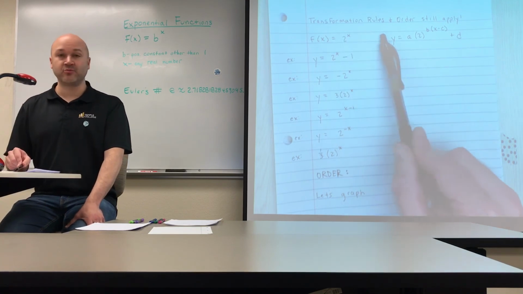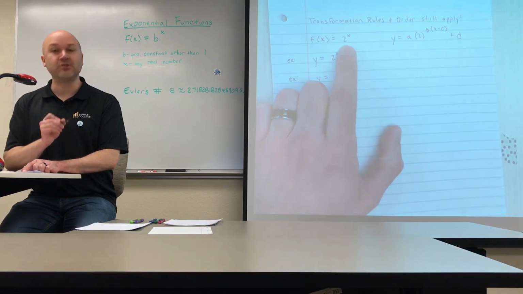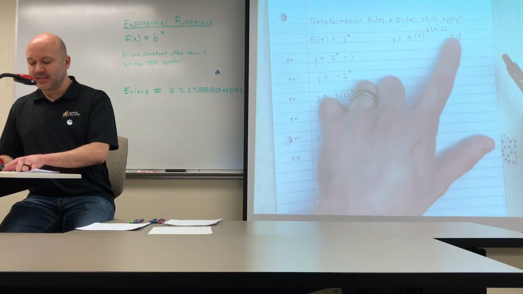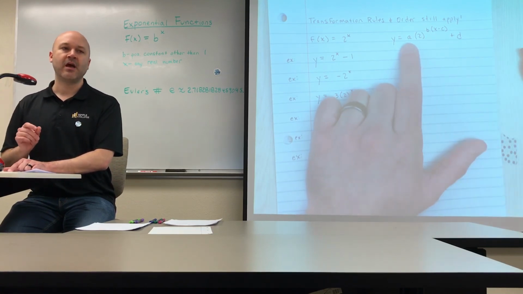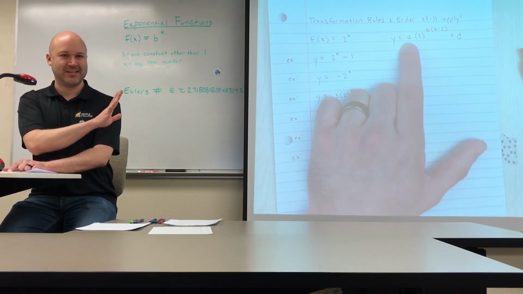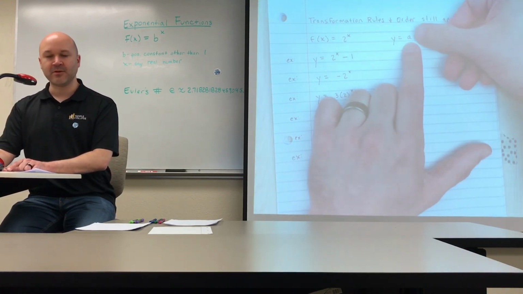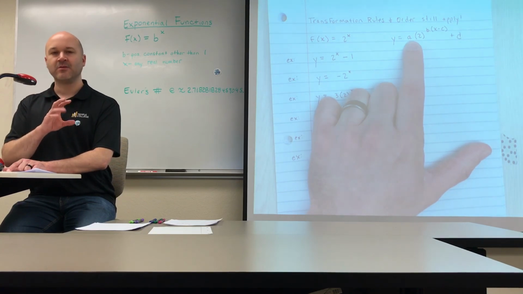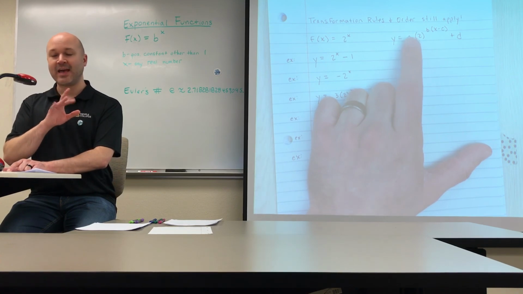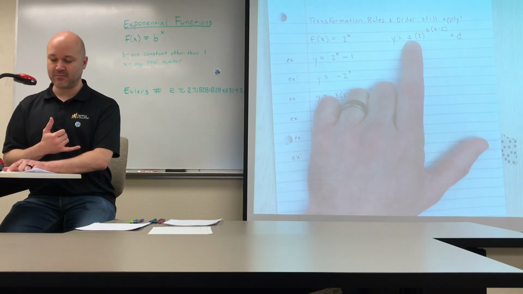I claim transformation rules and then the order still apply. So we've been talking about today 2 to the x, nice simple base, and A, B, C, D represent all of the different transformation rules that we've discussed in previous lectures and videos. So A, remember, is a coefficient on the outside. So that's going to be affecting the y values. If A were negative, it's a reflection about the x-axis. And if it's a number like a third or three, you simply multiply the y values by that number.